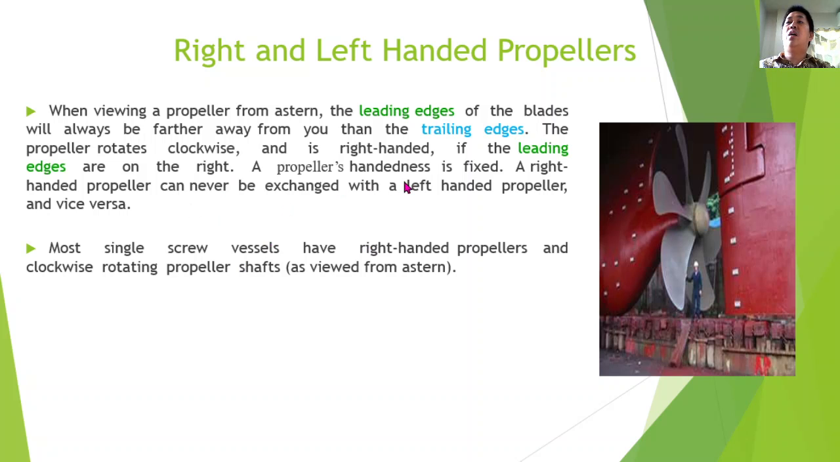Propeller handedness is fixed. A right-handed propeller can never be exchanged with a left-handed propeller and vice versa. Most single screw vessels have a right-handed propeller, with the propeller shaft rotating clockwise as viewed from astern. So here, this is a right-handed propeller, viewed from astern. This is astern here.